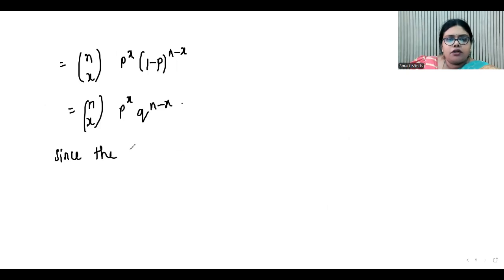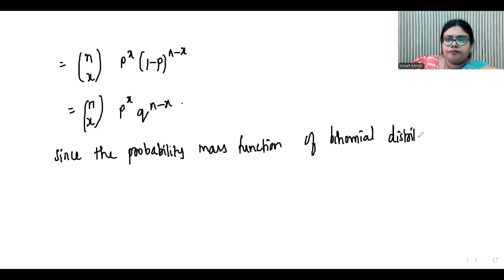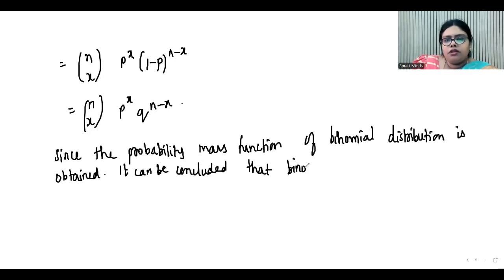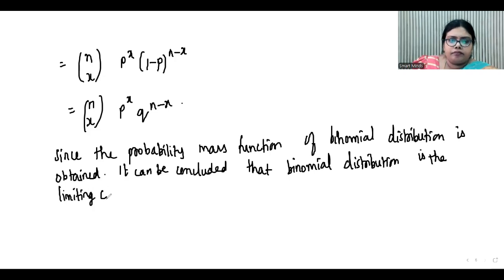Now, finally, we have to conclude. Since the probability mass function of binomial distribution is obtained, so it can be concluded that binomial distribution is the limiting case of hypergeometric distribution. Understood?